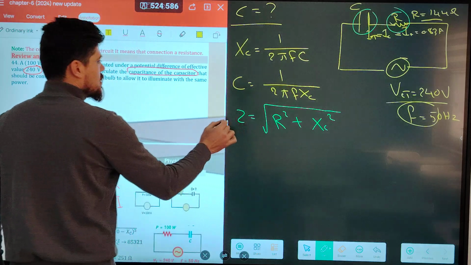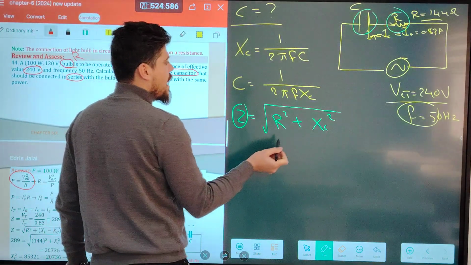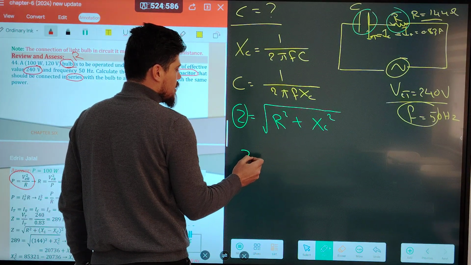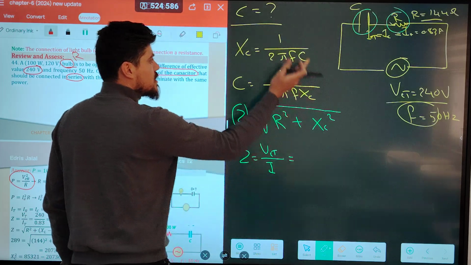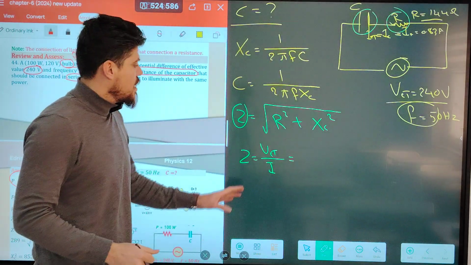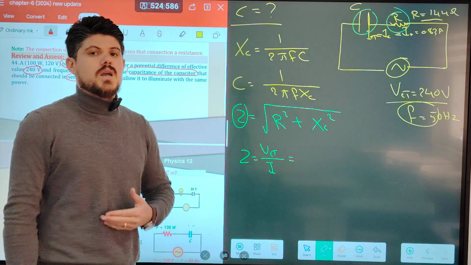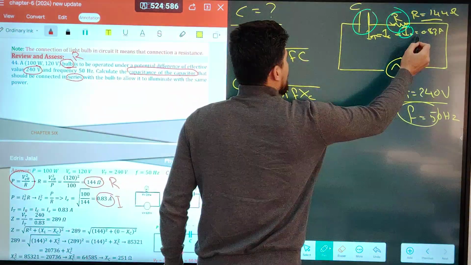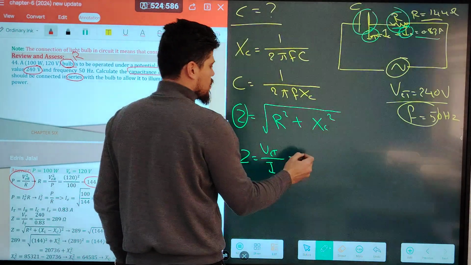Do we have the total impedance? No, we don't have Z. How can you find XC without Z? We cannot. How can you determine Z? Z is equal to V total over I total. Because the circuit is a series connection, the I total is equal to the I across the resistance and the I across the capacitance. This is the current across the resistance, equal to I total, yes, because it is a series connection.